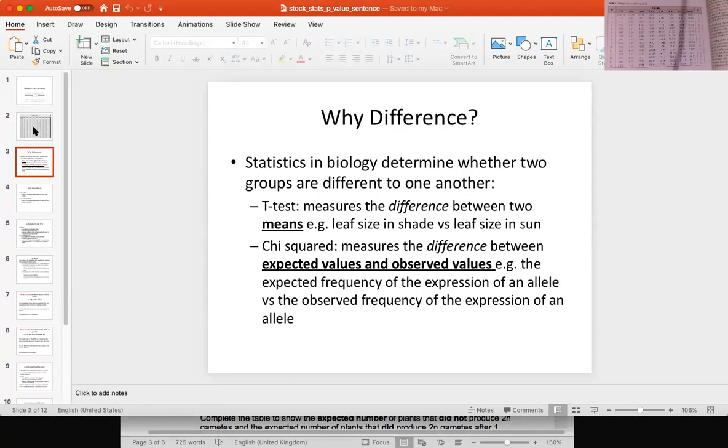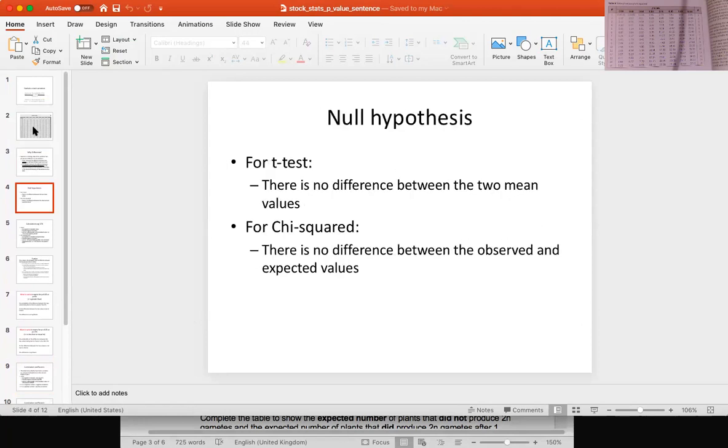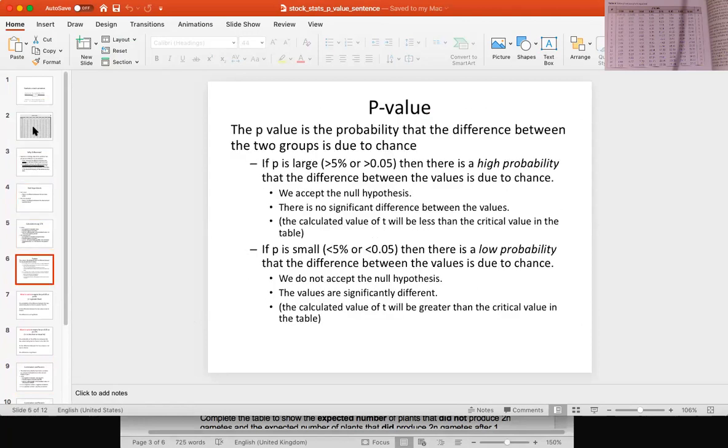It explains why we talk about difference. You don't just say the results, you always talk about the difference between the results. A little bit about null hypothesis, what p-value actually means. If you have a look over here, I'm just going to draw on here quickly. If p is small, so this is what we're looking at the moment, then there is a low probability that the difference between the values is due to chance.